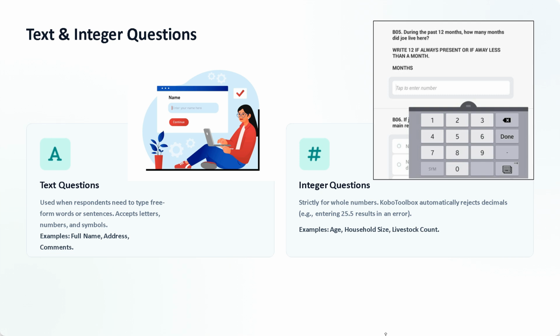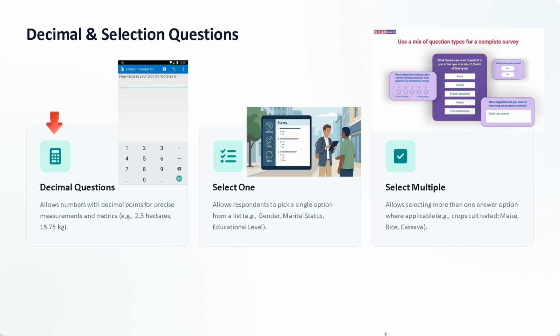Okay, and number two is an integer question. An integer question is used for collecting whole numbers only. So you can have questions like age, number of children, household size, number of livestock. You can have something like that. So for example, 25 is valid, but if you type 25.5, it's going to reject it because integer does not accept decimal numbers, right?